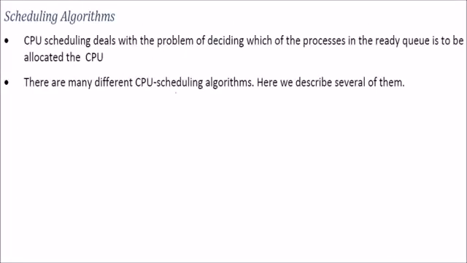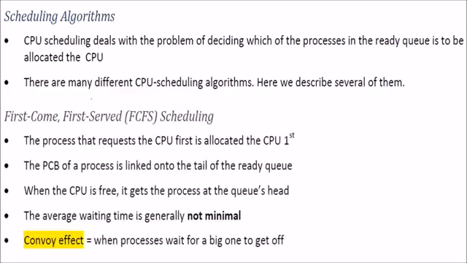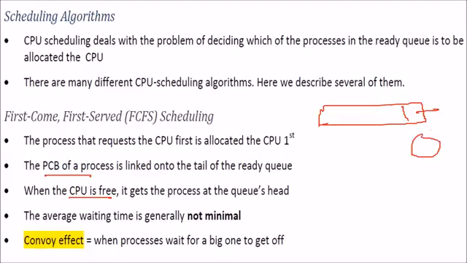Now, which process has to be selected from the ready queue and allocated to the CPU? There are various scheduling algorithms. First of all, first come first serve. The process which has come first will be allocated first, and the PCB of the process is linked onto the tail of the ready queue. So whenever the CPU is free, it gets the process at the head of the queue. Here is the process, this is the head. Whenever the CPU is free, it will get this; this is done, it will get this; this is done, it will get this.